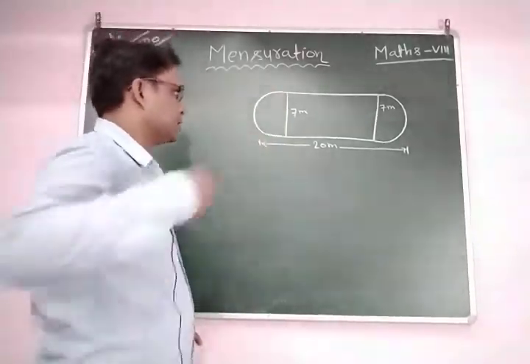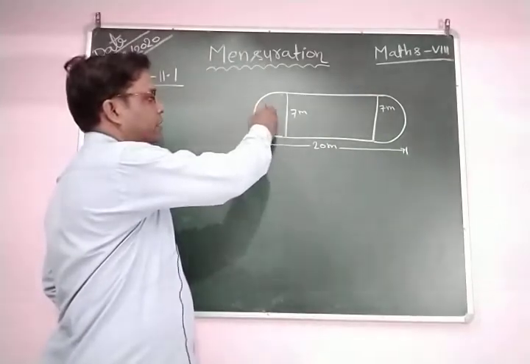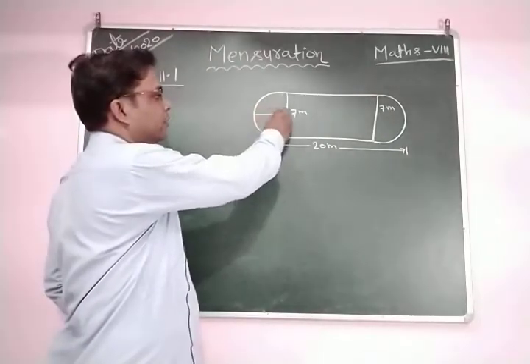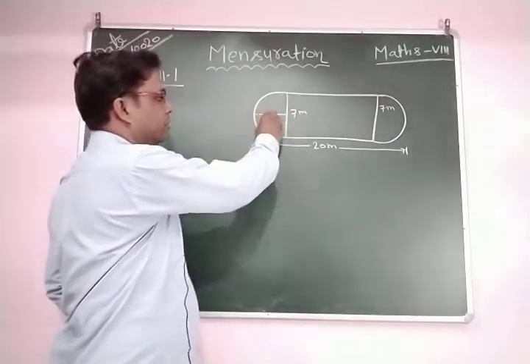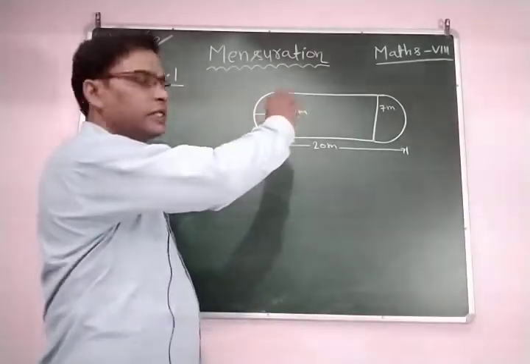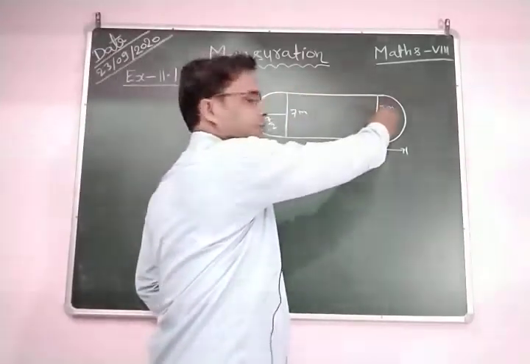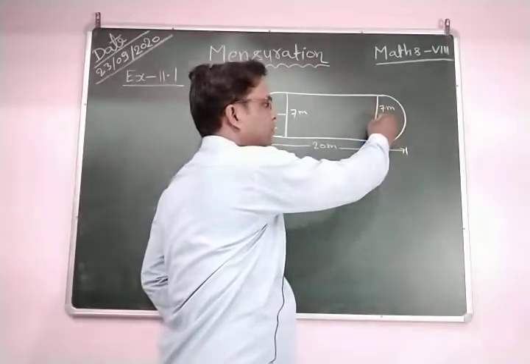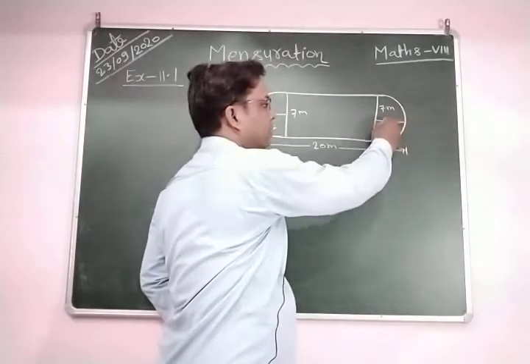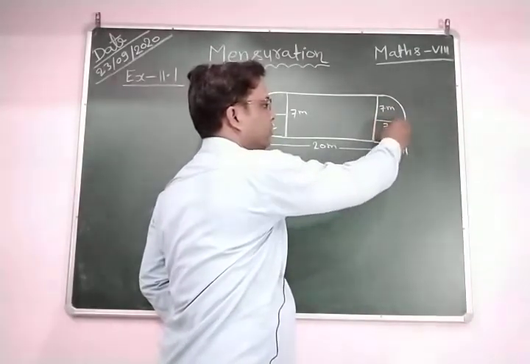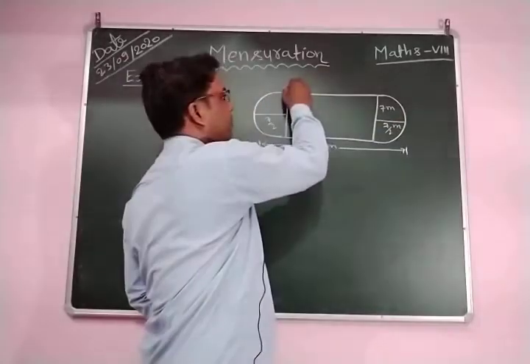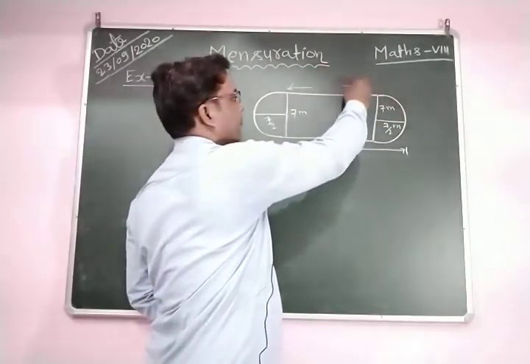So what is the radius? The radius of this garden, you know very well, is 7 by 2 meters, and here this is also 7 by 2 meters. Clear? So what is the length of the rectangular garden?